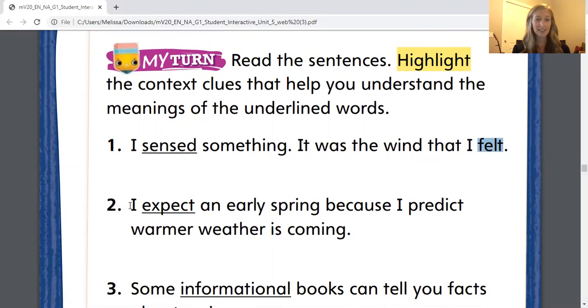Number 2. I expect an early spring because I predict warmer weather is coming. Okay, so our word is expect. And there's another word in this sentence that gives us a clue to what expect means. So I'm expecting an early spring. Why? Because I predict warmer weather is coming. So this person is predicting that warmer weather is coming. They believe that warmer weather is coming, and that's why they're expecting an early spring. They believe that the season spring will begin a little earlier than maybe in past seasons. So you should highlight or circle the word predict.